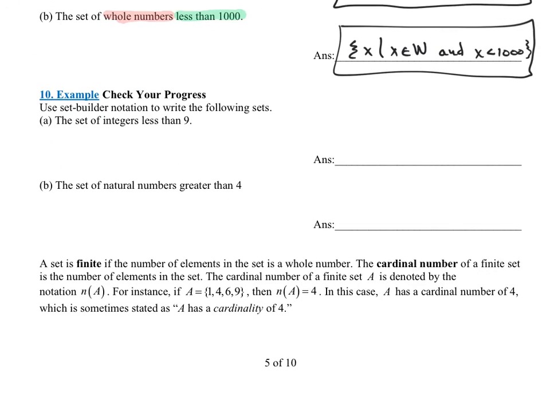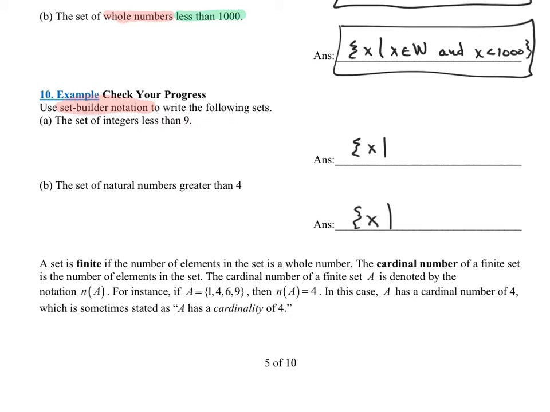Let's try example 10 here. It says use set builder notation to write the following sets. The set of integers less than 9. Again, most important part is, are you writing your answer in the proper format? Remember, this is set builder notation, so immediately I know that the answer has to look like a brace and x such that, for both of these problems. Set builder notation, I want to remind myself, okay, what are my restrictions?